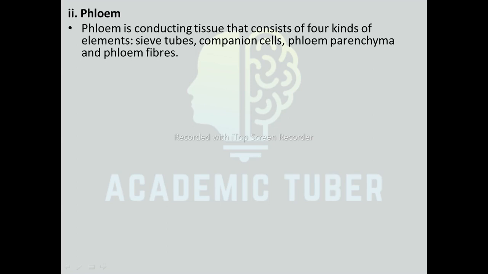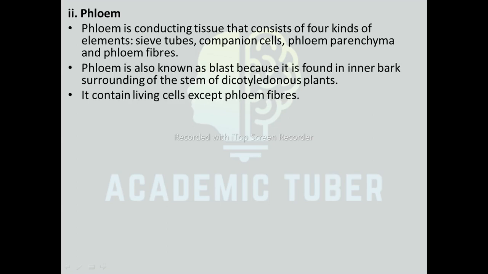Phloem. Phloem is a conducting tissue that consists of four kinds of elements: sieve tubes, companion cells, phloem parenchyma and phloem fibers. Phloem is also called bast because it is found in the inner bark surrounding the stem of dicotyledonous plants. It contains living cells except the phloem fibers.